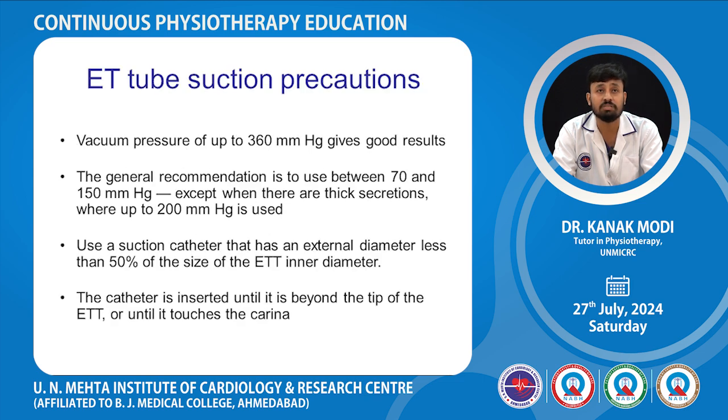ET tube suction precautions. What are the precautions we have to take during the suction? Vacuum pressure of up to 360 mm Hg gives good result. The general recommendation is to use between 70 and 150 mm Hg, except when there are thick secretions, where up to 200 mm Hg is used. Use a suction catheter that has an external diameter less than 50% of the size of the endotracheal tube inner diameter. The catheter is inserted until just beyond the tip of the endotracheal tube or until it touches the carina.